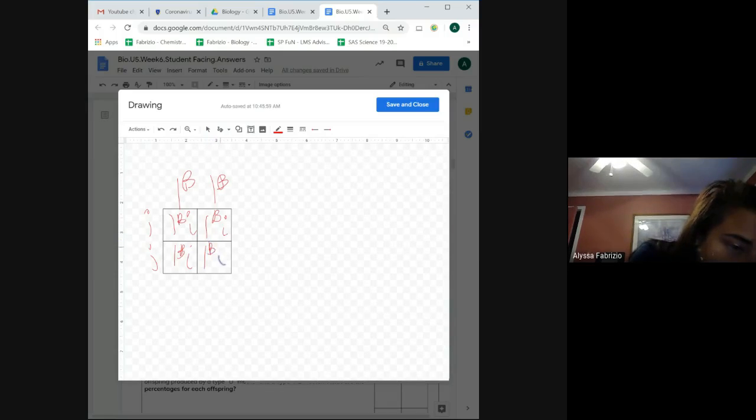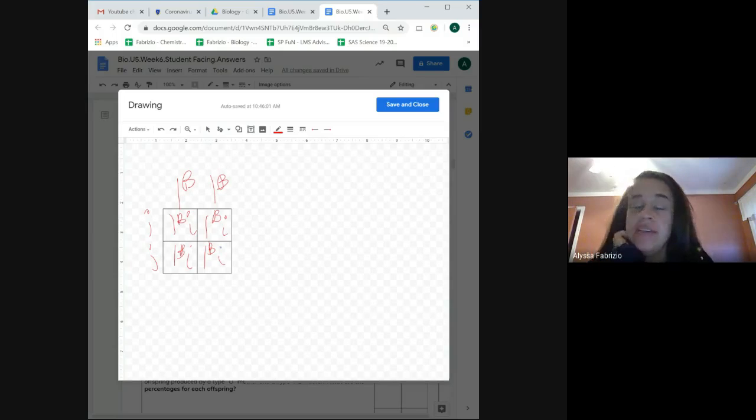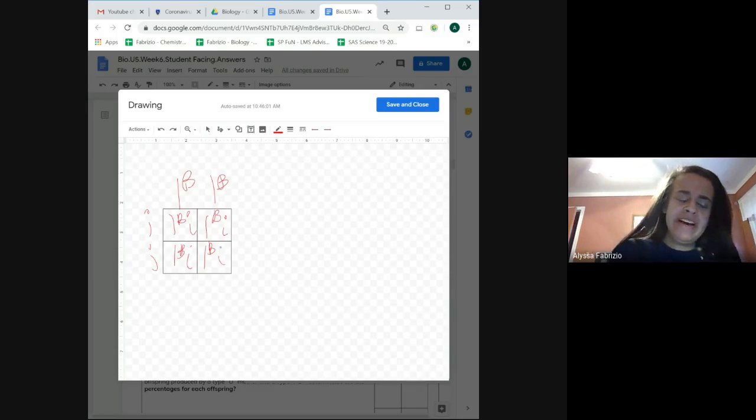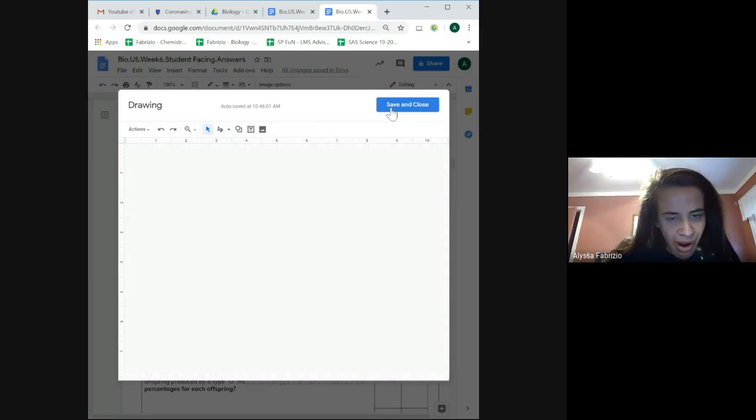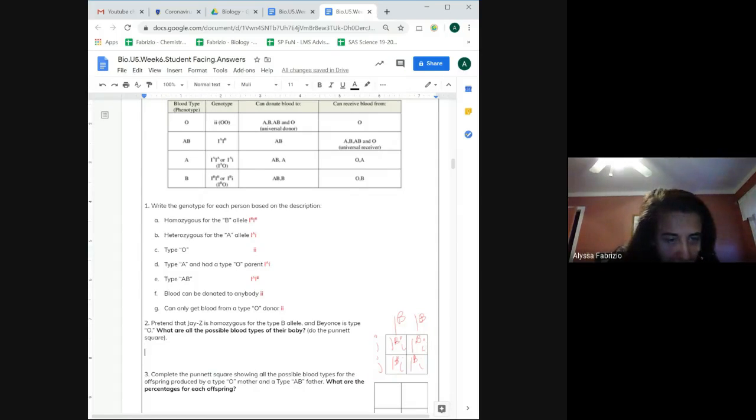But every single one of their children would be heterozygous for type B blood. So Blue Ivy, Rumi, and Sir, I think are their babies' names, would all be heterozygous for type B blood. 4 out of 4 potential possible blood types.